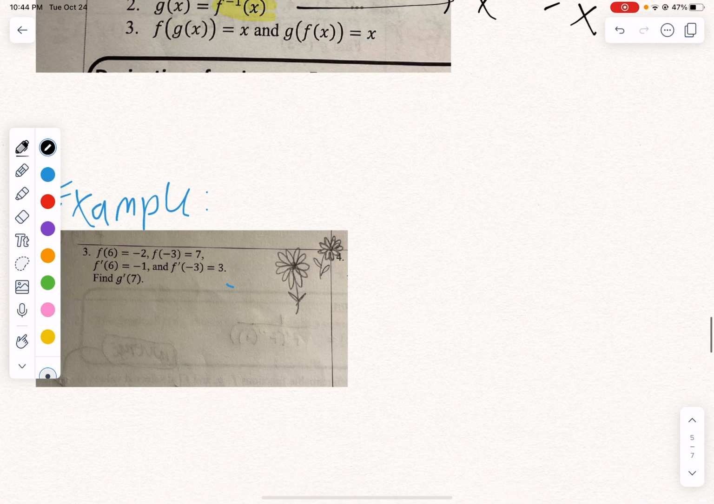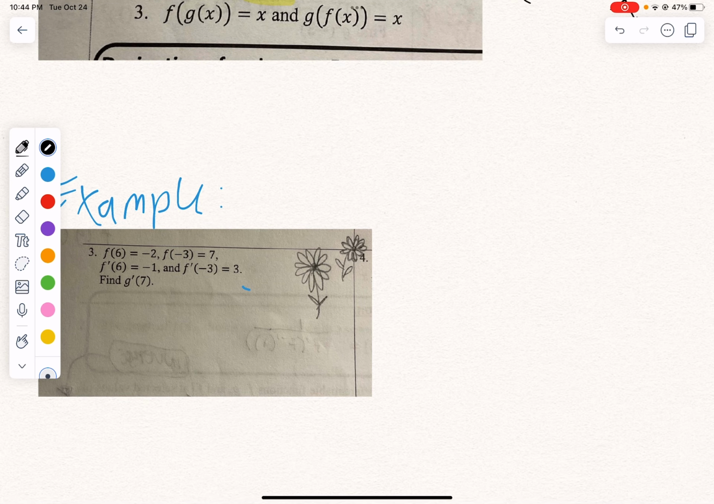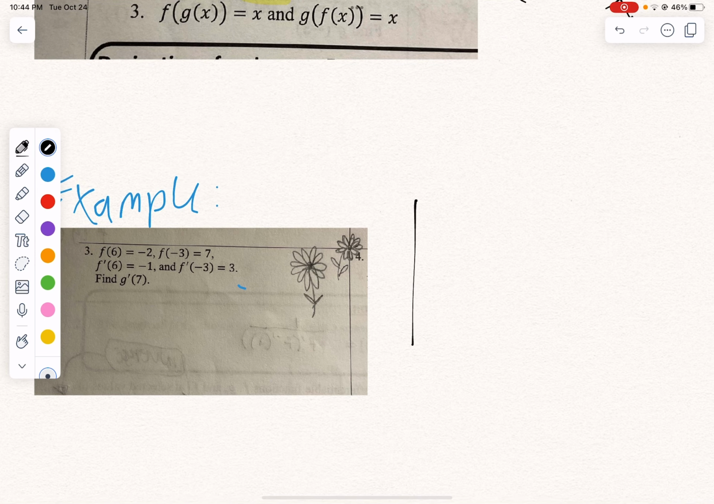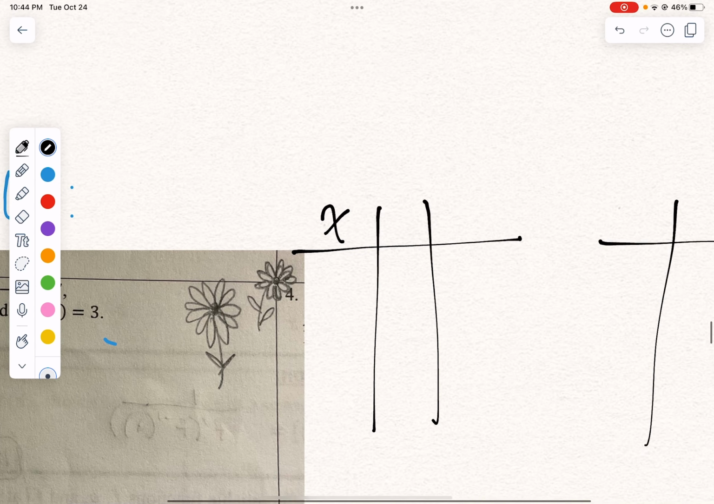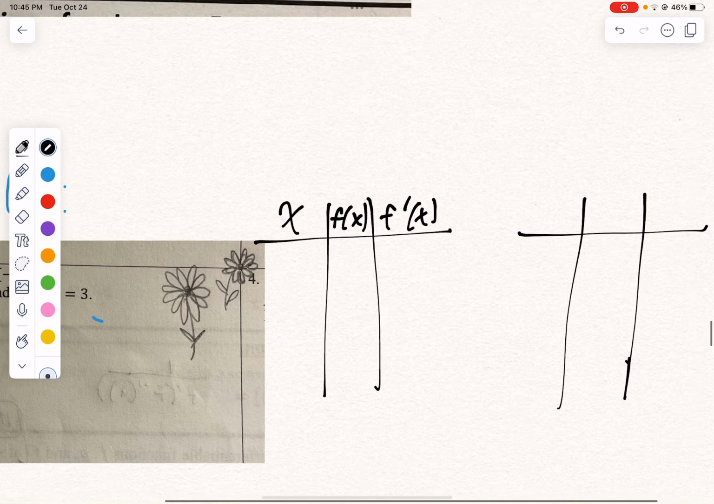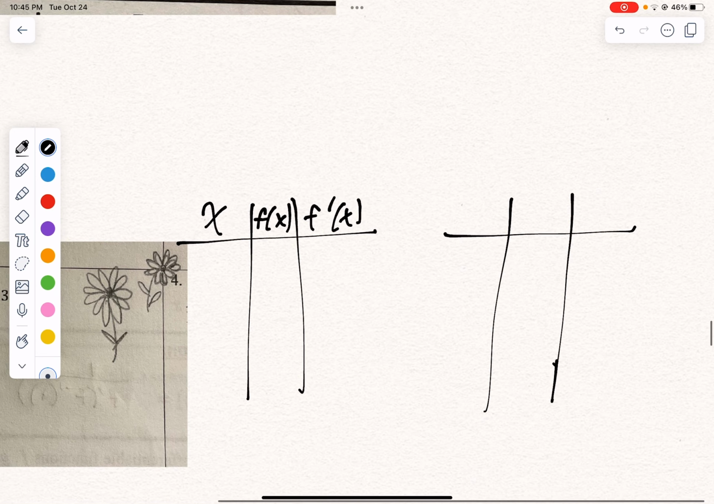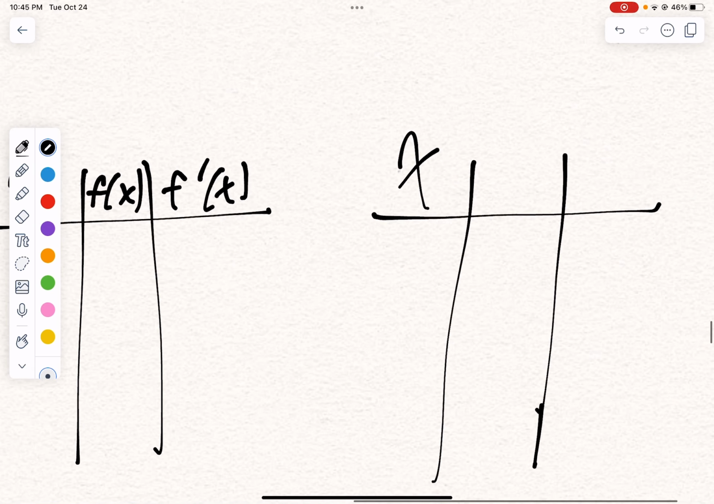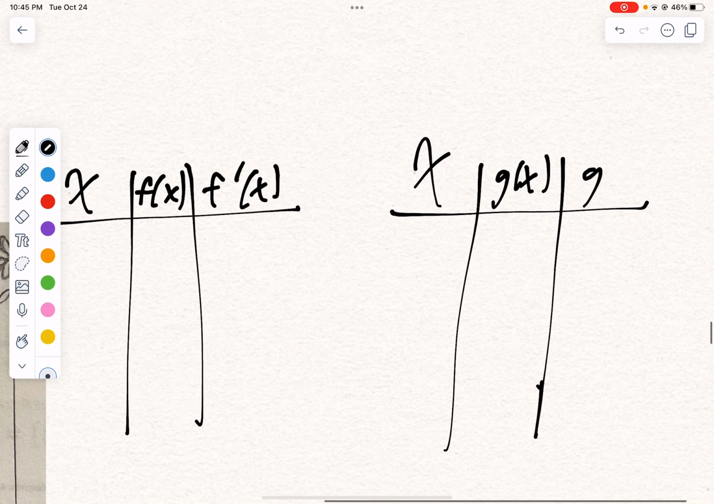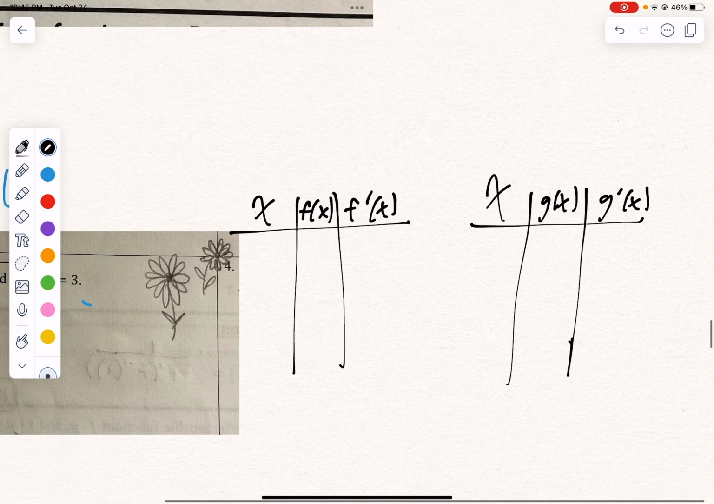Alrighty, so we're going to go ahead and get into this example. The best way to do this is to do this visually, because it's just so much easier for you to see. So we're going to go ahead and draw out two tables, all right? We'll have x on this side, f of x here, and f prime x, which of course we know stands for the derivative, and this is the slope. Then we have x, g of x and g prime x.